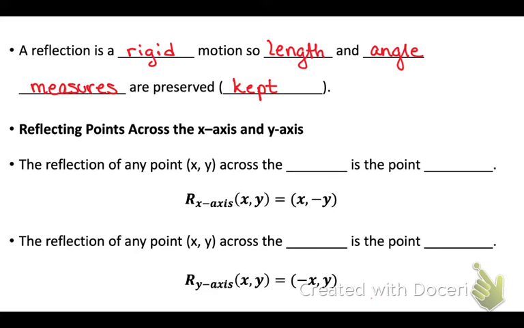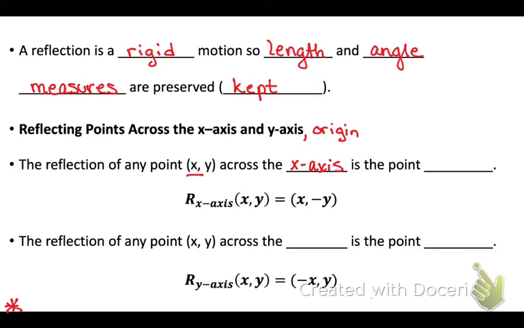Okay. Reflecting points across the x and y axis and origin. You're going to have to write it at the very bottom down here, if you have room down there. The reflection of point x, y across the x-axis is the point... Now we got to figure this out.